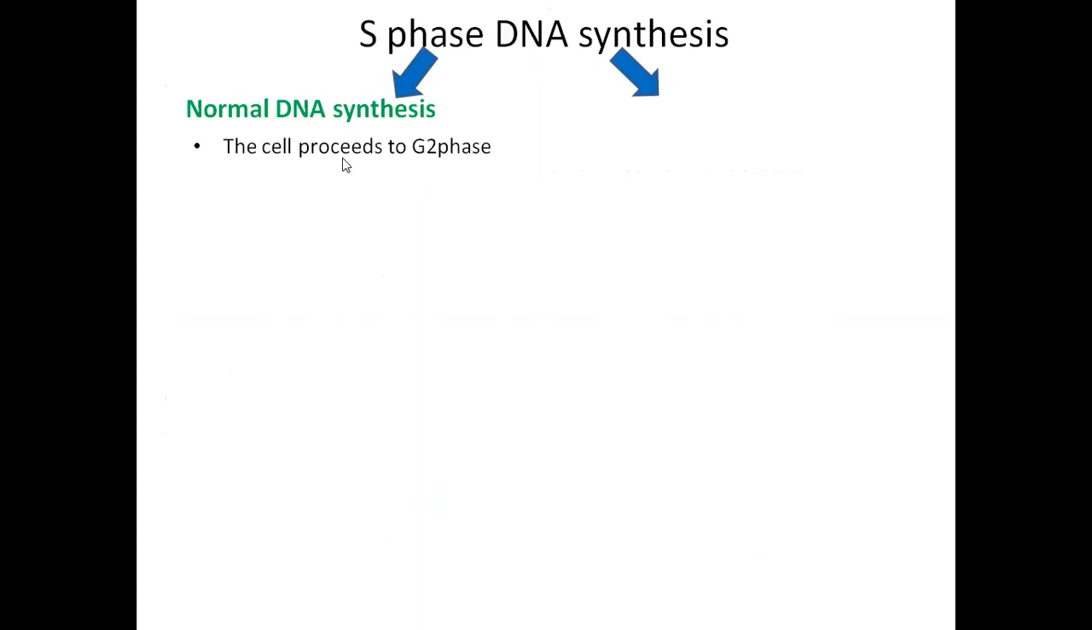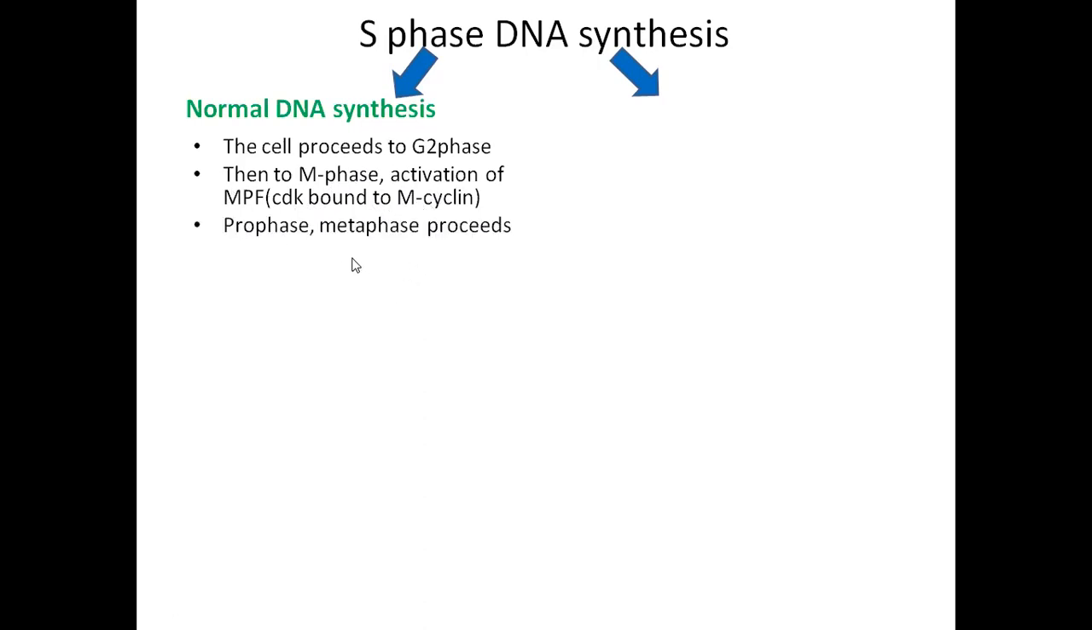Now see, because there is normal DNA synthesis during the S phase, the cell proceeds to the G2 phase. In the G2 checkpoint, it checks the cell size and replication of DNA, everything. If everything is okay here, the cell moves to the M phase by activating the cyclin-CDK complex. CDK binds to M cyclin and forms what is known as the maturation promoting factor. This proceeds the cell through prophase, metaphase.